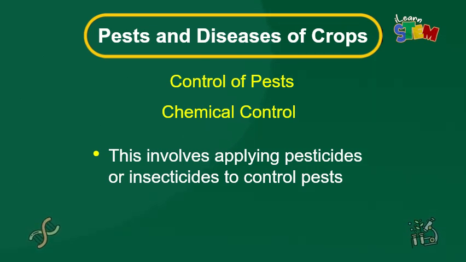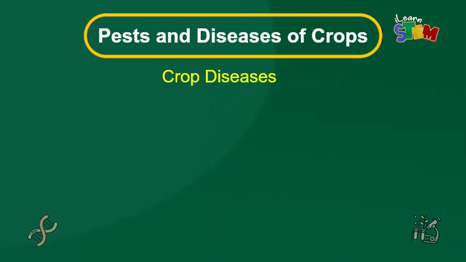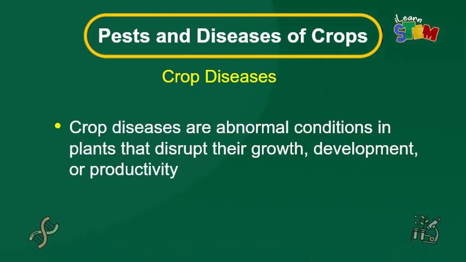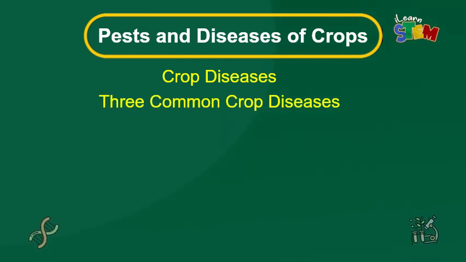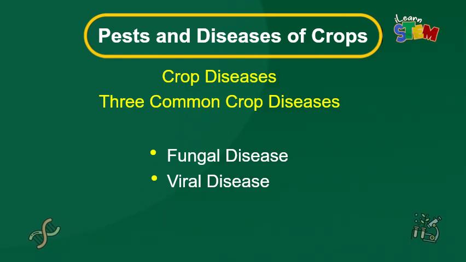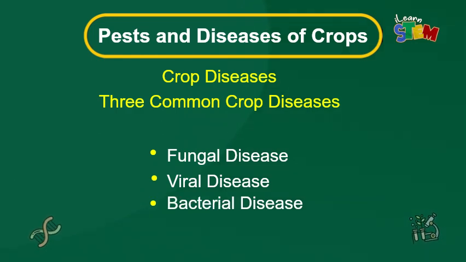Now, we will explore the crop diseases. First, let's define crop diseases. Crop diseases are abnormal conditions in plants that disrupt their growth, development, or productivity. Let's look at the diseases spread by pests. There are 3 common crop diseases. They are fungal disease, viral disease, and bacterial disease.